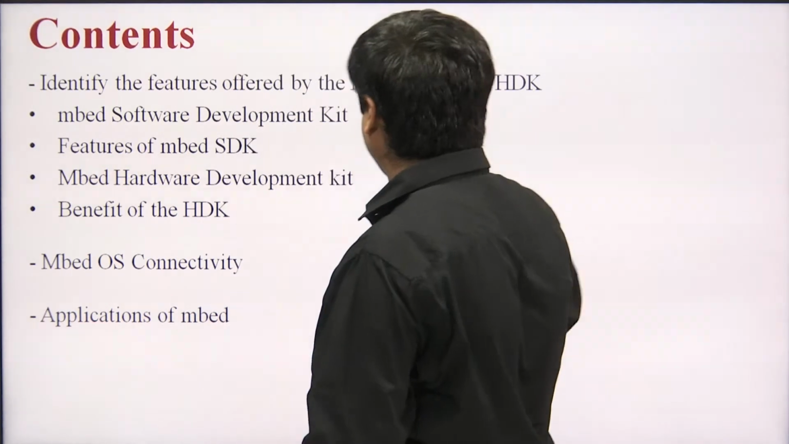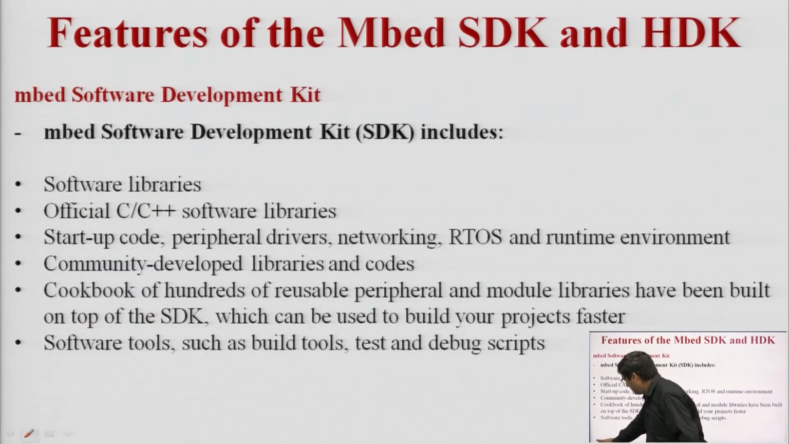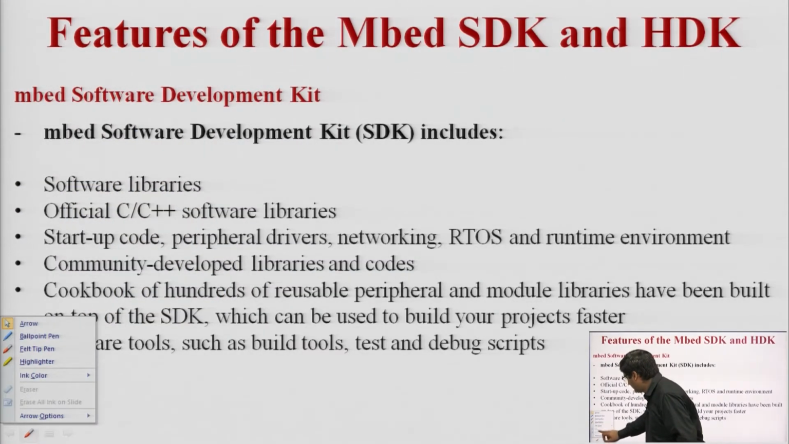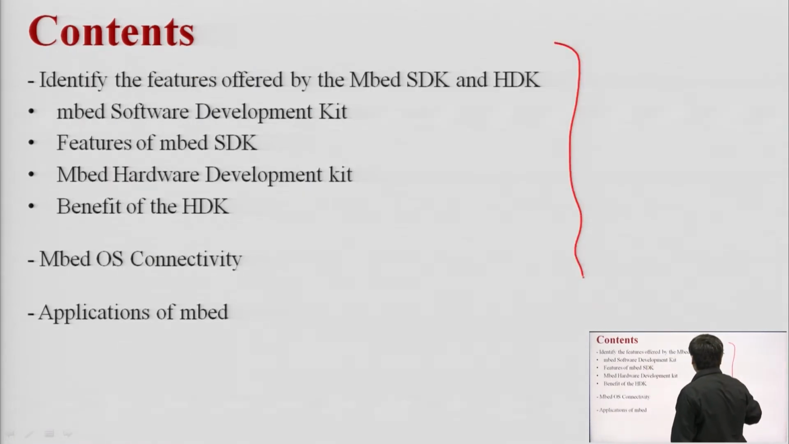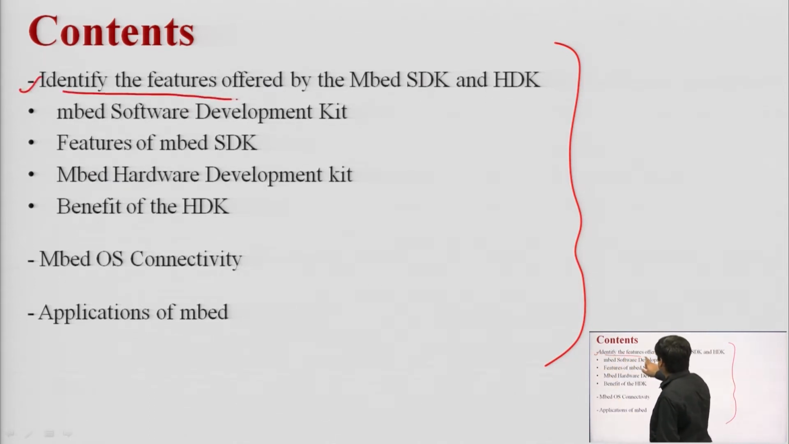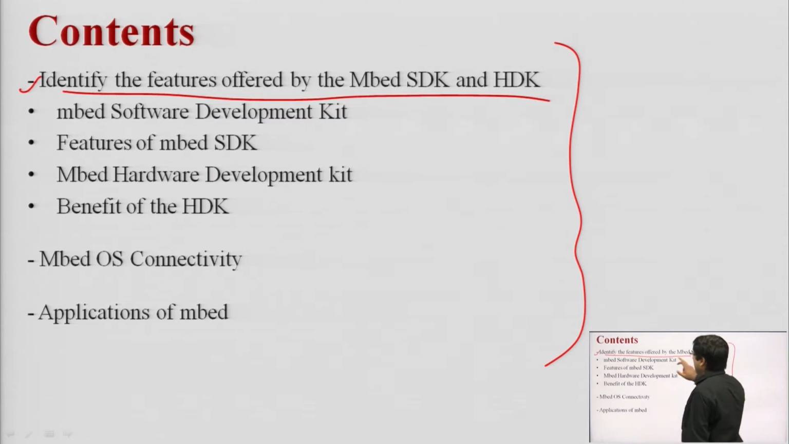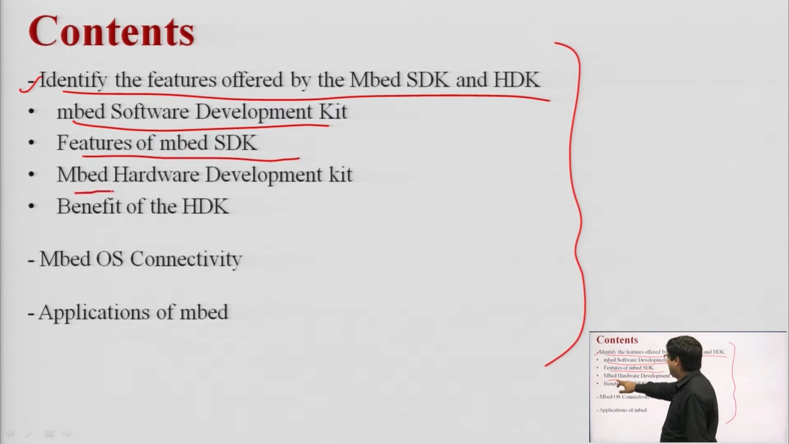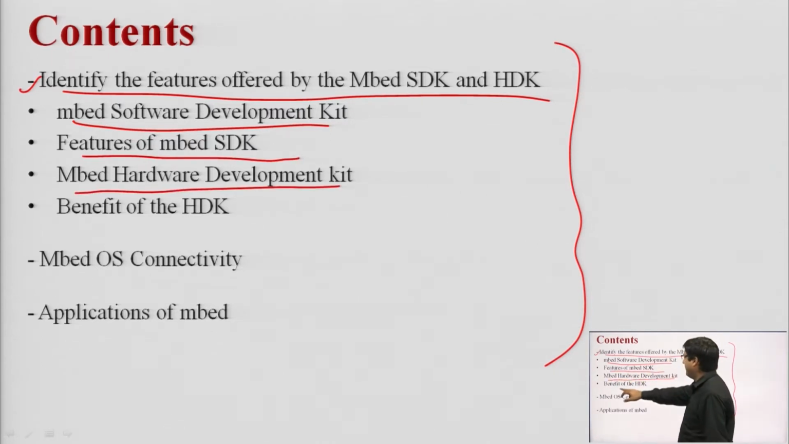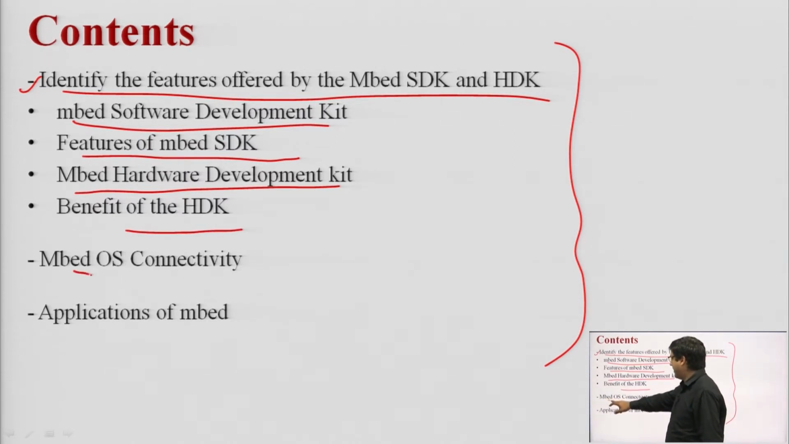Under this, these are the table of contents. Just a second, I am taking the marker. So, these are the table of contents that we will discuss in this lecture. Under the first topic, that is, identify the features offered by the Mbed SDK and HDK. We will learn the Mbed software development kit. We will learn the features of Mbed SDK. We will learn the Mbed hardware development kit available and benefits of the SDK. After that, we will learn about the Mbed OS, connectivity and applications of Mbed.